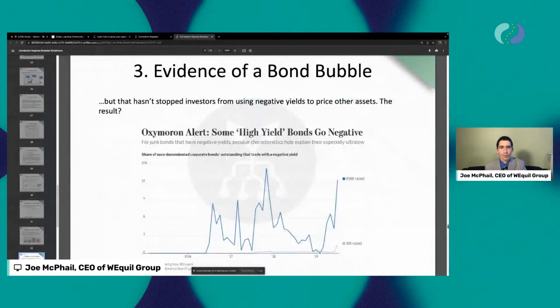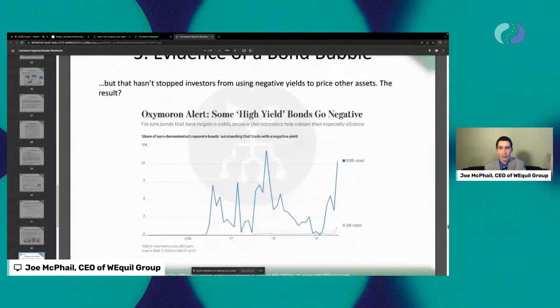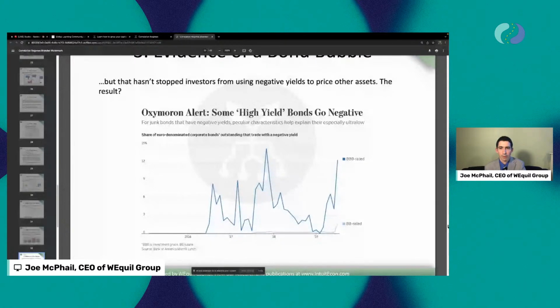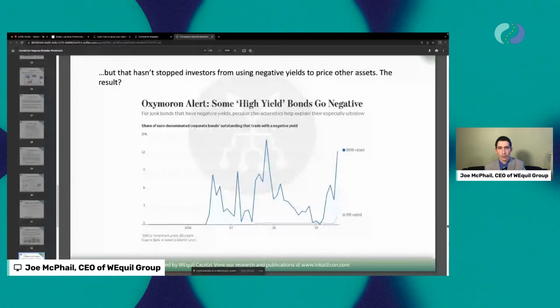Okay. This is one of the charts that we pulled up here, looking at the percent of euro-denominated corporate bonds outstanding with negative yields.